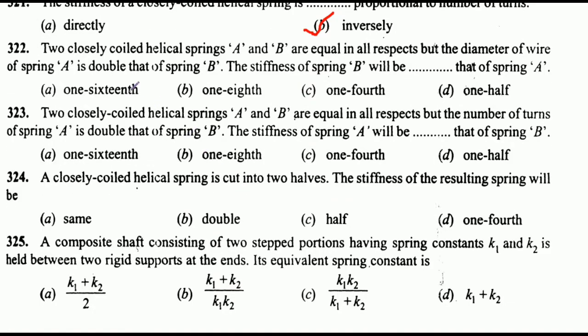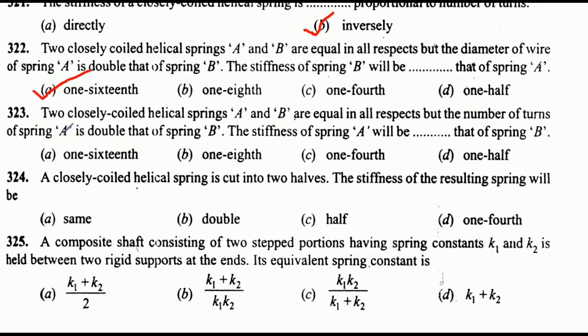Next is two closely coiled helical springs A and B that are equal in all respects, but the diameter of wire of spring A is double that of spring B. The stiffness of spring B will be dash that of spring A. Here friends, options are 1/16, 1/8, 1/4 and 1/2. So here friends, the correct answer is option A, that is 1/16.